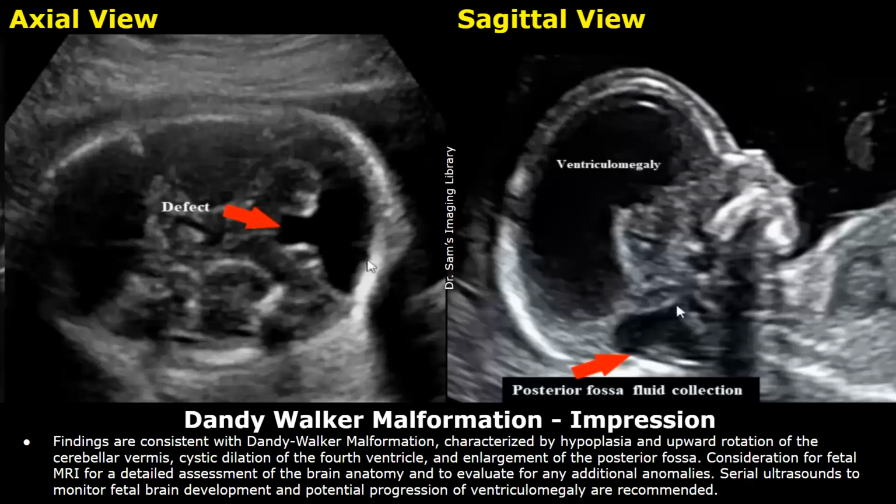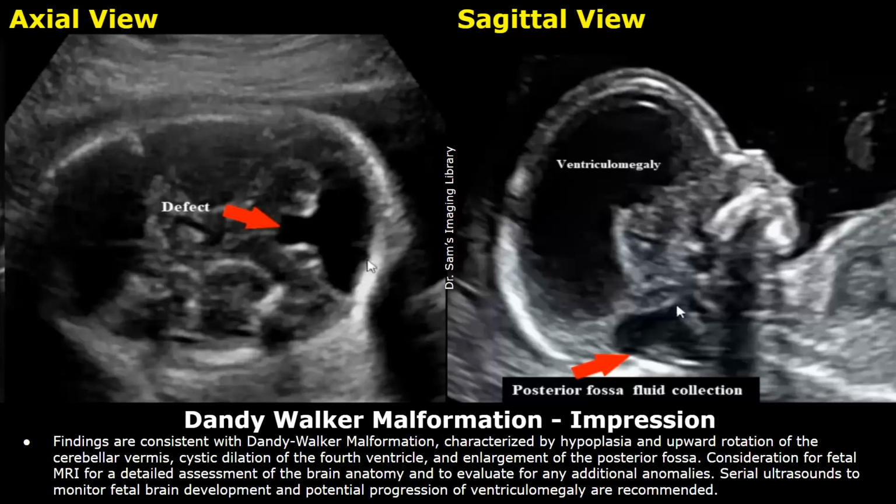This is the impression. Findings are consistent with Dandy-Walker malformation, characterized by hypoplasia and upward rotation of the cerebellar vermis, cystic dilation of the fourth ventricle, and enlargement of the posterior fossa.